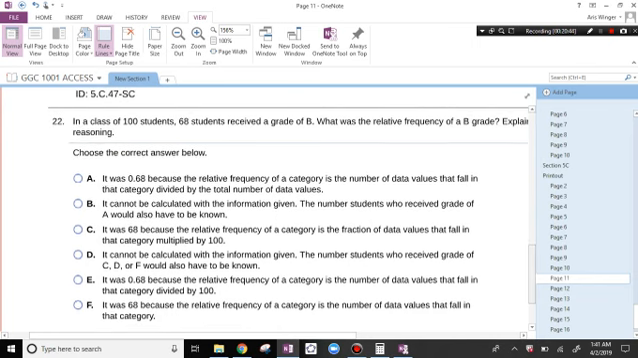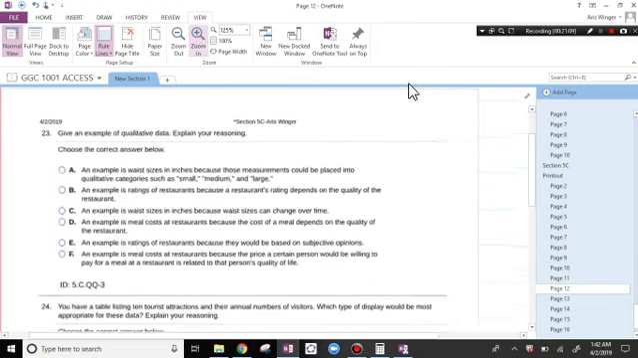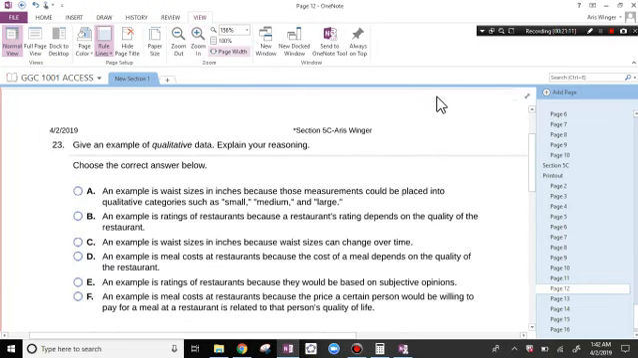In the class of 100 students, 68 students received a B. What was the relative frequency? That would be 68 out of 100, which is 0.68. It was 0.68 because the relative frequency of a category is the number of data values, 68, that fall in a category divided by the total number of data values. Qualitative data. An example is ratings of restaurants because they would be based on subjective opinions.